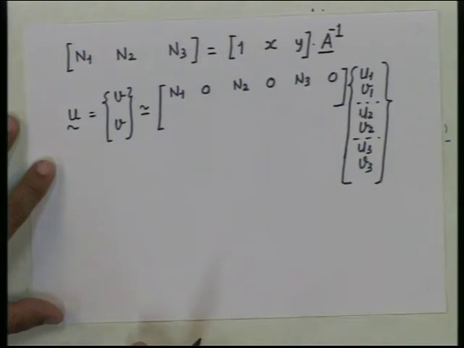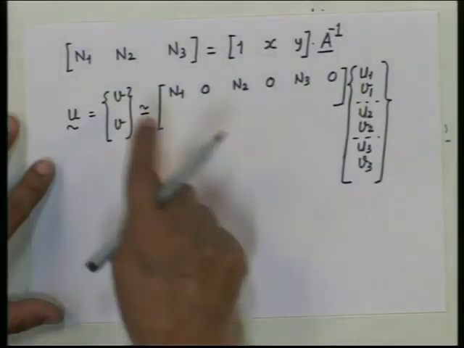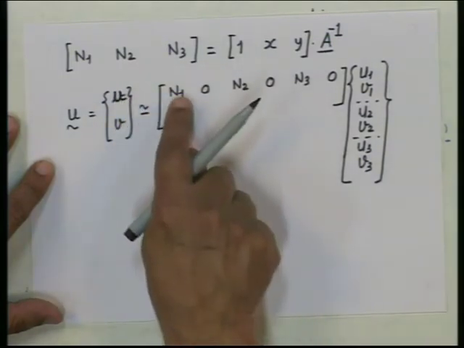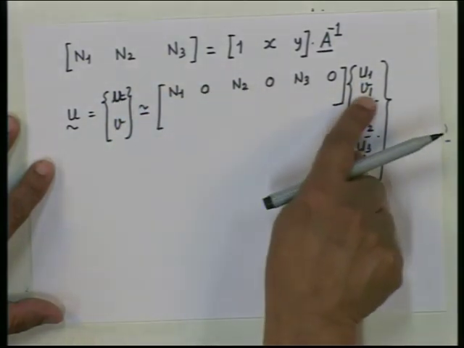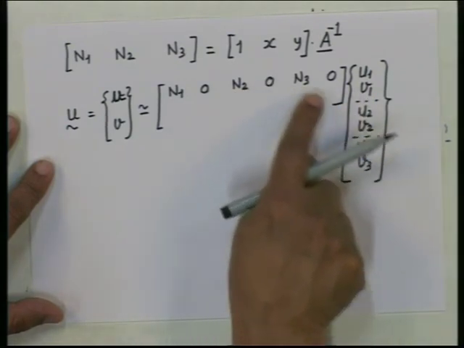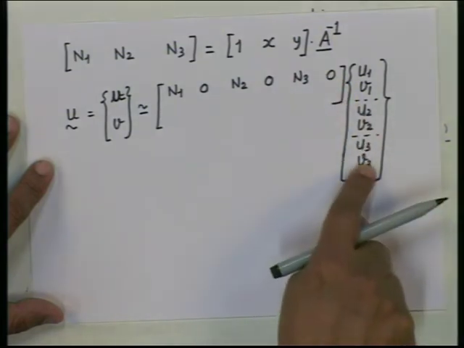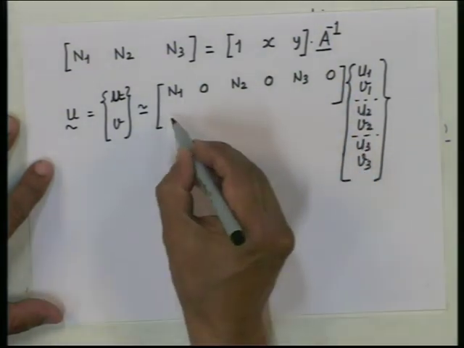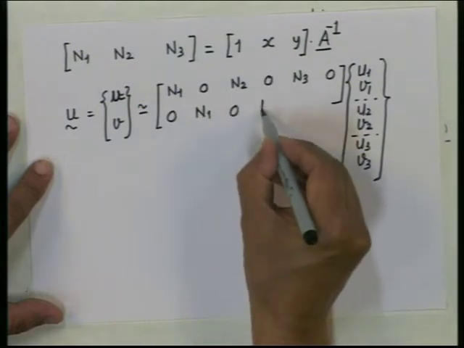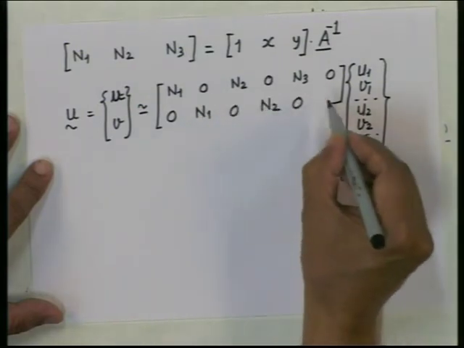ordered. So, here, u equals n1 u1 plus 0 into v1, because v1 will not contribute, then n2 u2 plus 0 into v2, n3 u3 plus 0 into v3, and the next line will be for v. So, it will be 0, n1, 0, n2, 0.